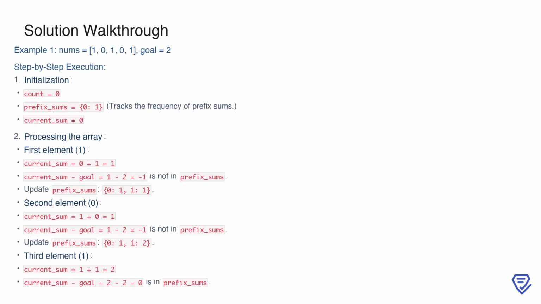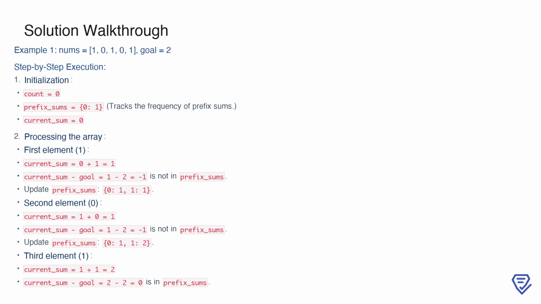Now, for the first element, 1, we add it to current_sum, making it 1. The difference between current_sum and the goal, which is -1, is not in prefix_sums, so no subarrays are found yet. We update prefix_sums to reflect the new prefix sum of 1. For the second element, 0, adding it to current_sum keeps the sum at 1. Again, the difference of -1 is not in prefix_sums, so no subarrays are counted. We update prefix_sums to show that the prefix sum of 1 has now occurred twice.